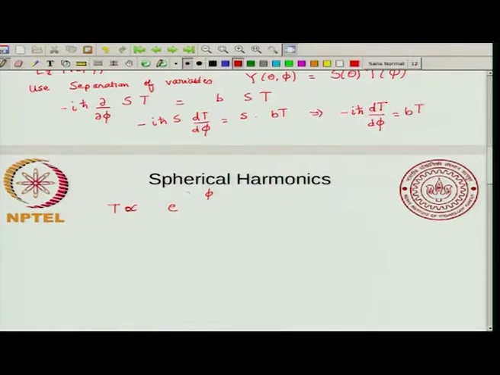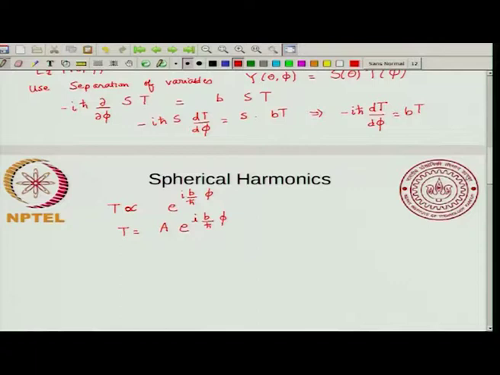If you take the exponential, you have b divided by i h bar, so that is i b divided by h bar. So t is proportional to this. So I can write t as a constant times e to the i b by h bar phi. Let me call that constant a, so t equals a e to the i b by h bar phi.